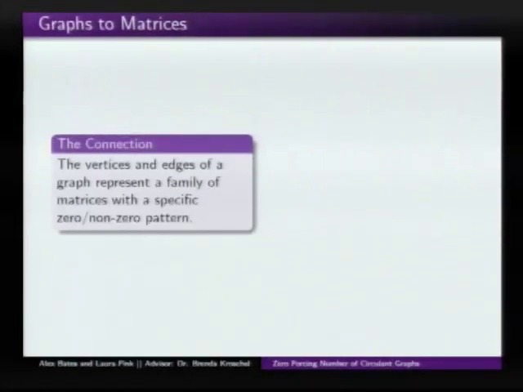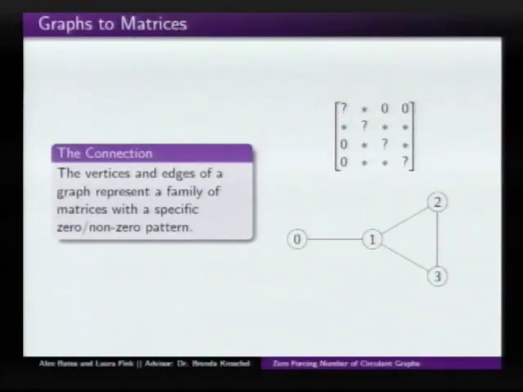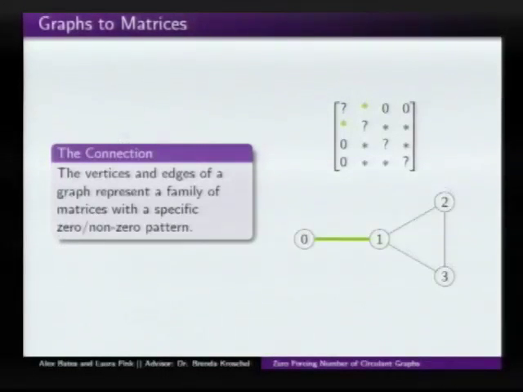So now, how do matrices connect to the graphs that we were talking about? On the graphs, the vertices and the edges represent a particular family of matrices that have a specific zero non-zero pattern. If we had this graph, for example, each vertex is represented along the diagonal of the matrix, and everywhere where there's an asterisk, that is a non-zero number, and that represents where we have an edge between 2 vertices. And where we have zeros, that's where there's not an edge between 2 vertices.